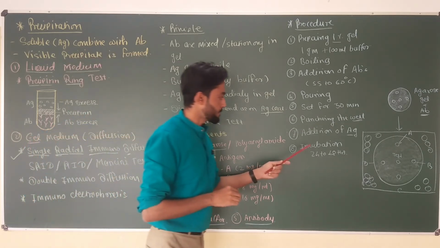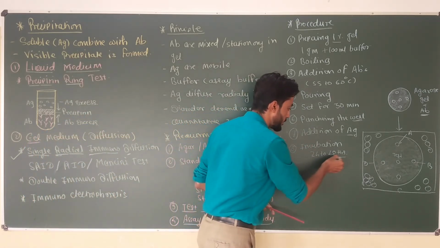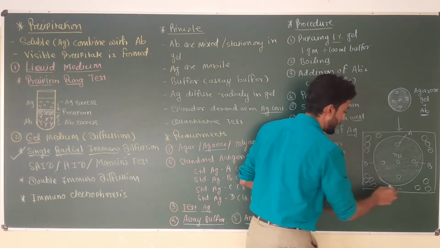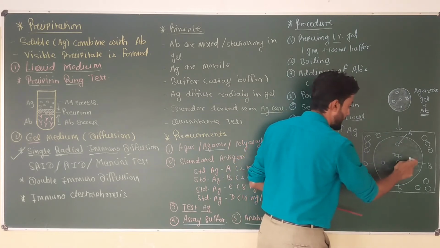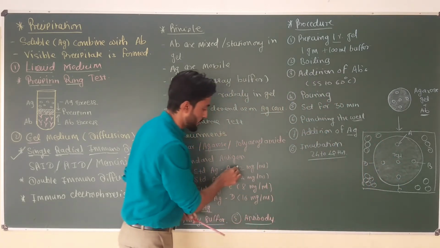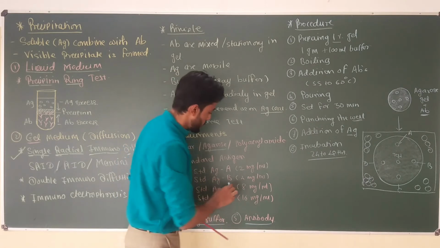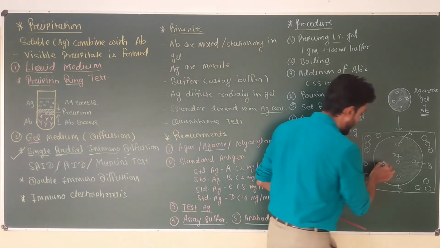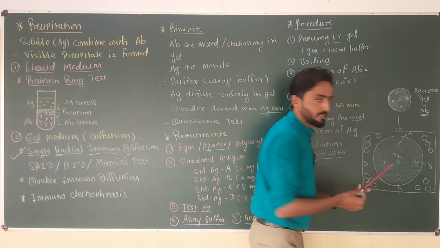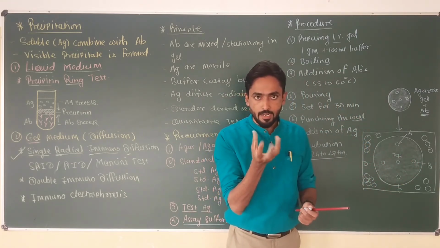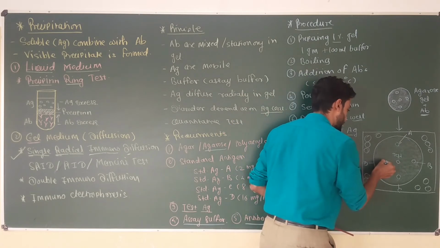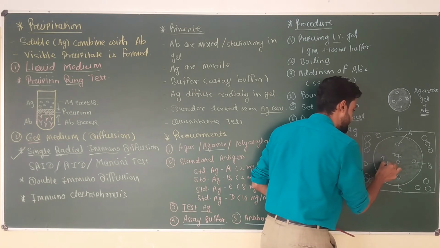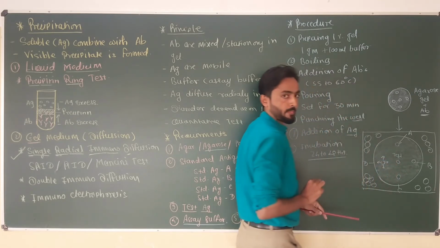So, after incubation, what happens during the incubation? For example, now A, B, C and D are the standard antigens whose concentrations are known, like 2, 4, 8 and 16 mg per ml. In each well the antigen is present, which starts diffusing radially into the gel. The diffusion occurs like this in all directions.